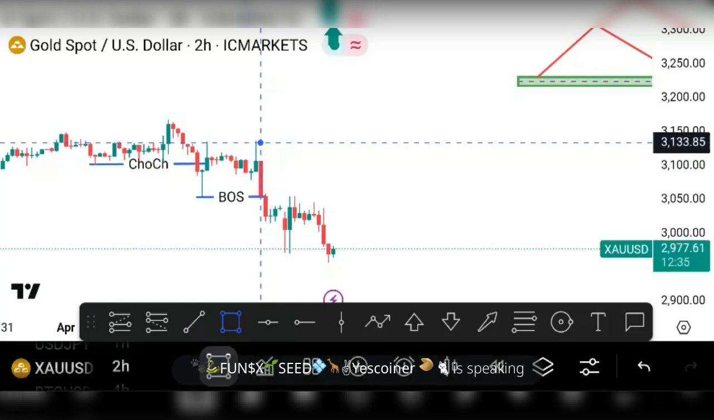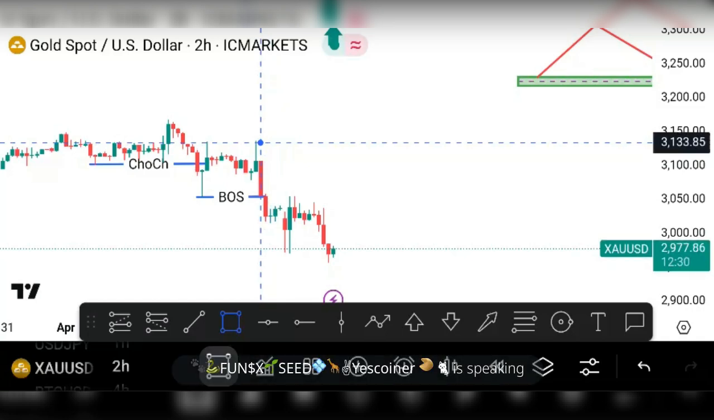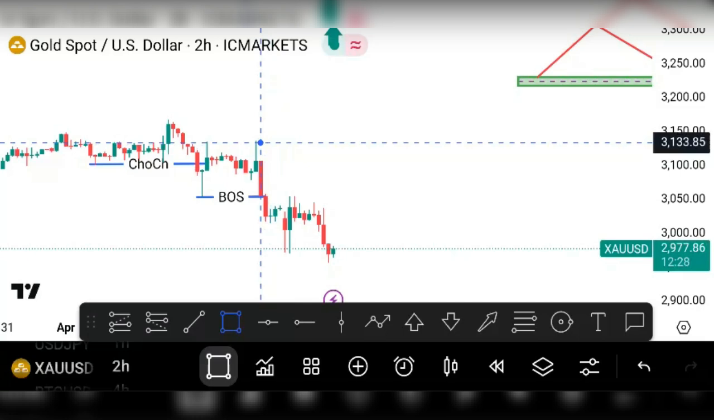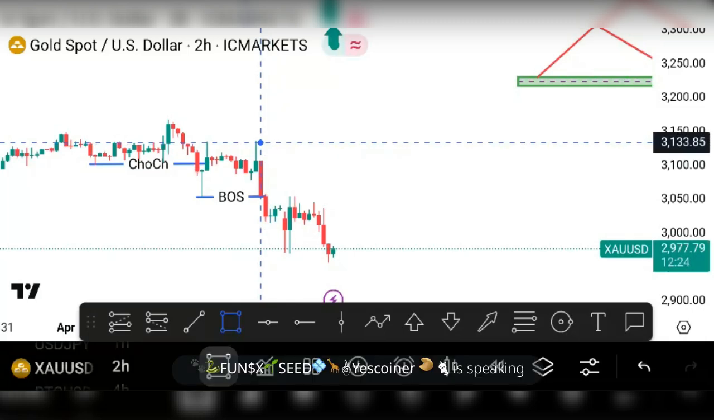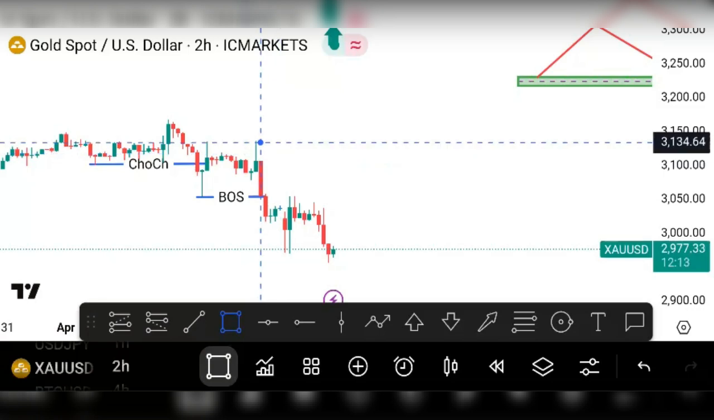Are you getting it? Supply zone, yes. Supply zone is the same thing as bearish. I said that's where people sell from. It is the level people sell from.